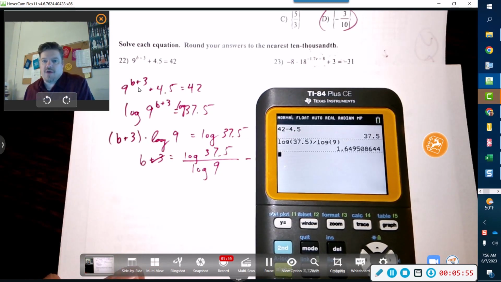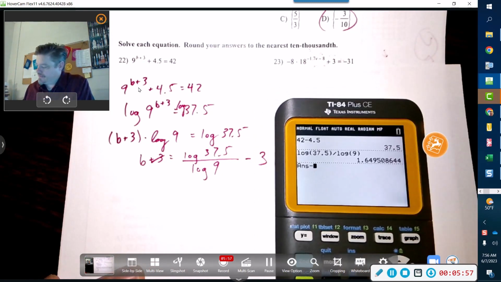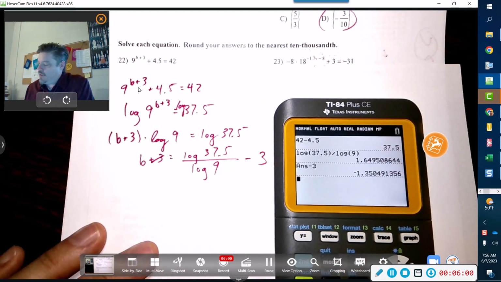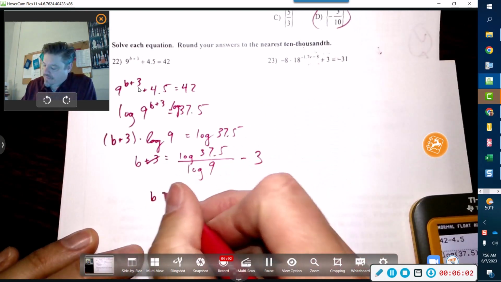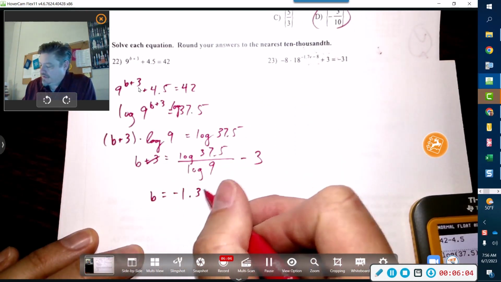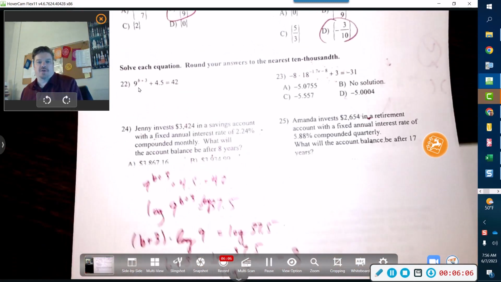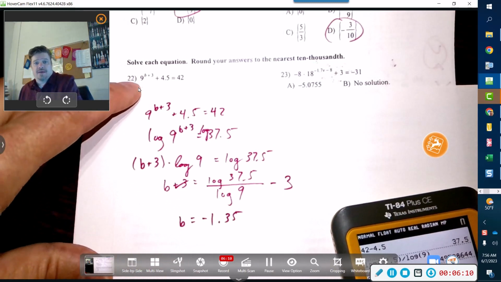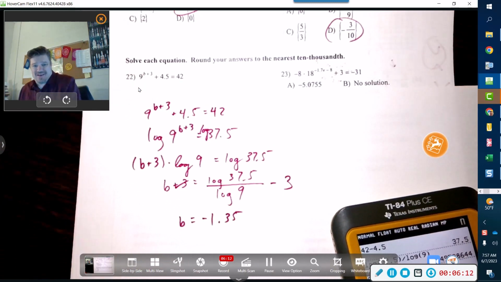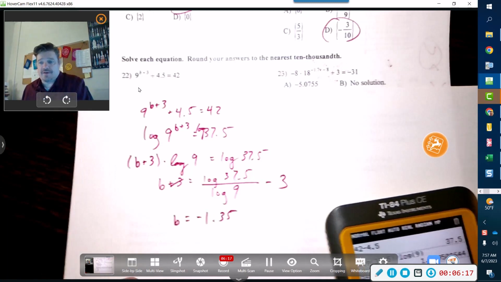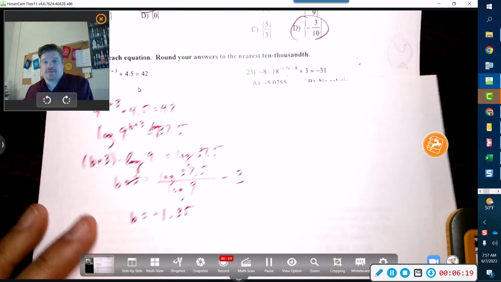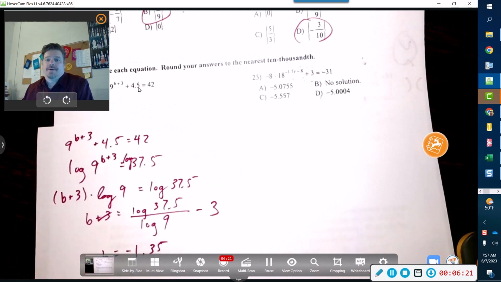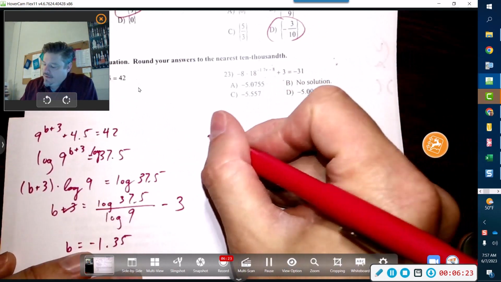Minus 3. And then negative 1.35. Now, it's not multiple choice, but that is the answer. You could double check that, raise 9 to the power of negative 1.35 plus 3 and just see if it equals 42 once you put it all together. You can always verify. And I know you guys already know that.